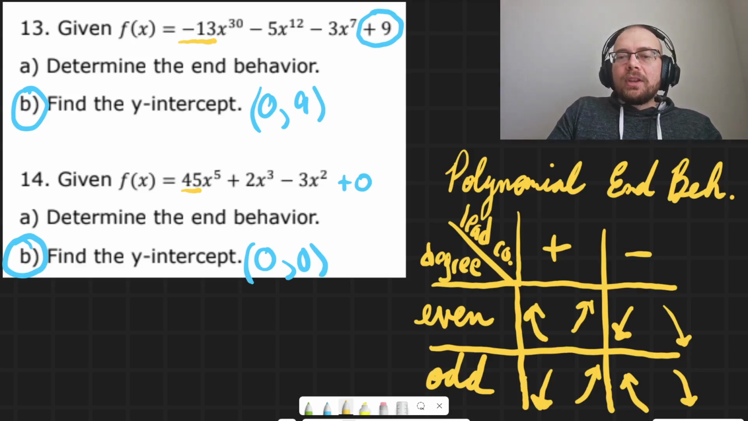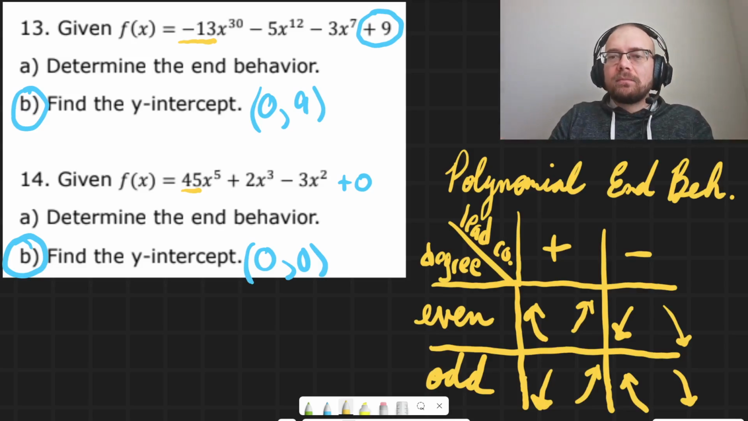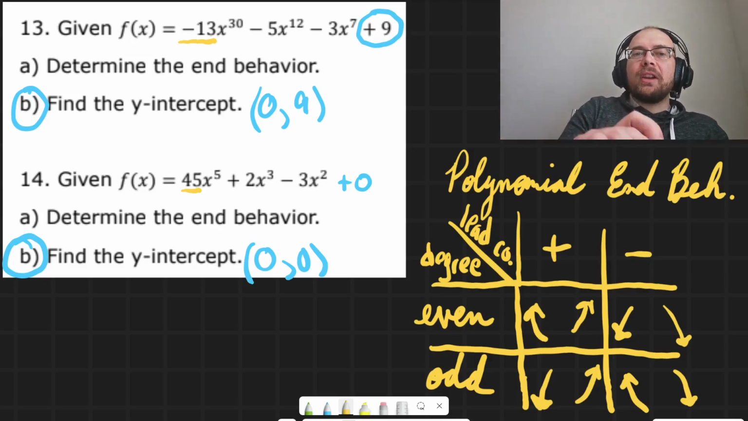And there you go. So an even person, they're up, up, or down, down. Odd people are different. It's either up, down, or down, up. And then if you're positive, you end on a positive note, negative, end on a negative note. All right, so hopefully that's helpful. Let's go ahead and finish out the question here.